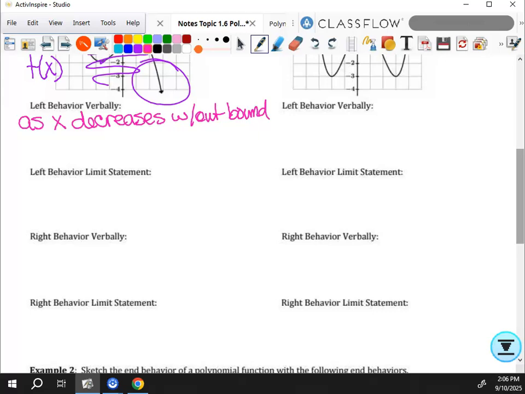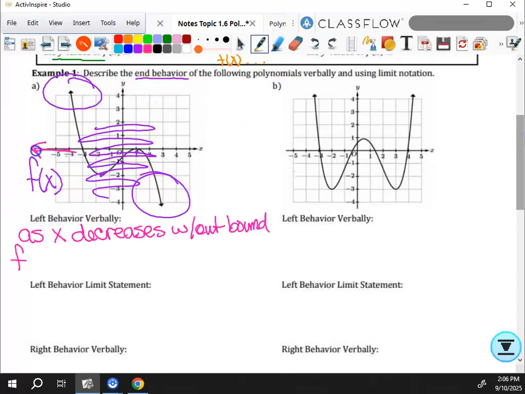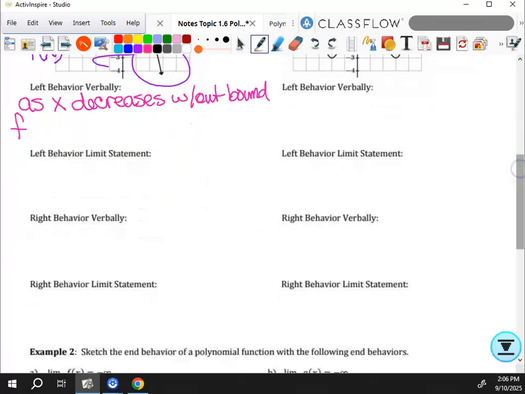Okay, so as x decreases without bound, what is f doing as x decreases? What's the function doing? Increasing. Yes, so as x decreases, the function is increasing without bound. So as x decreases without bound, f increases without bound. That's another way of saying as x approaches negative infinity, f of x approaches infinity. It means the exact same thing.